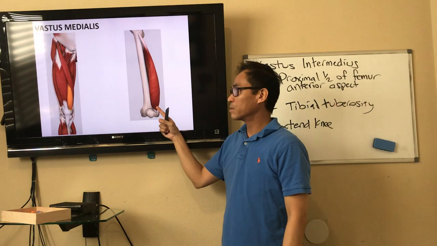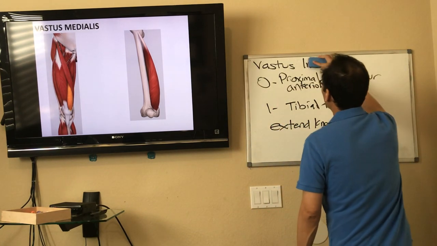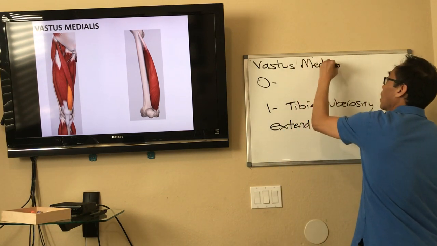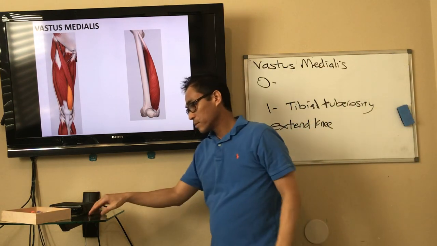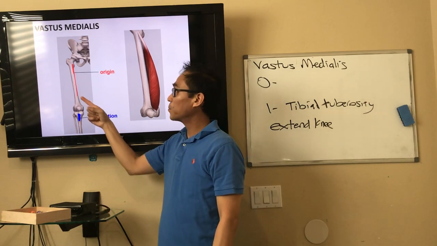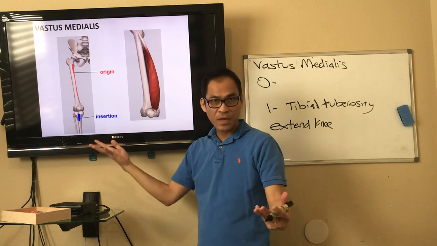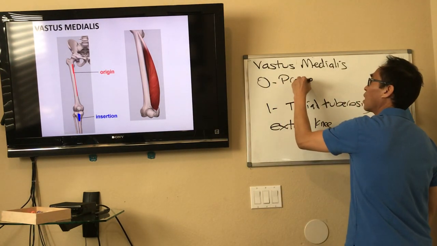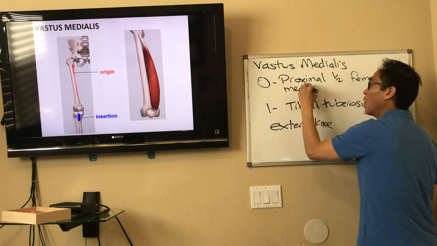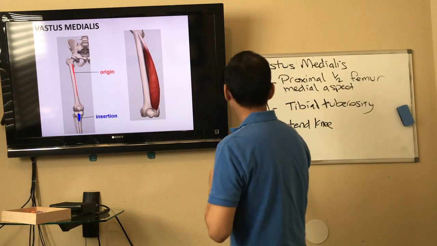Here it is, big honking muscle isolated. You can see it there with all the other muscles. Vastus medialis. There's the origin and the insertion. So I'm going to call that proximal half femur, more the medial aspect. Same insertion, same action. Hence the name of the muscle. Insert the tibial tuberosity, extends the knee only.